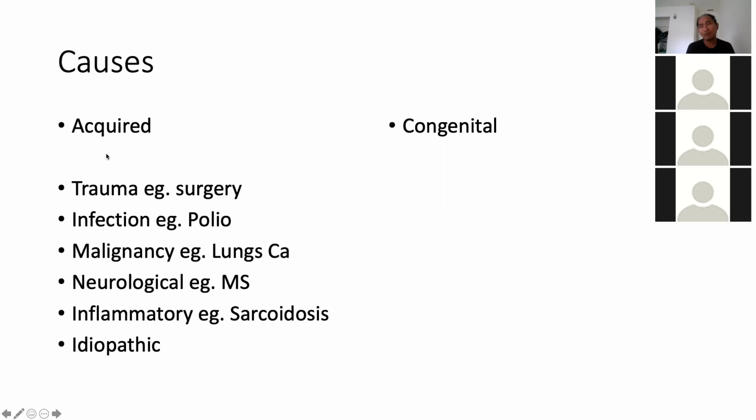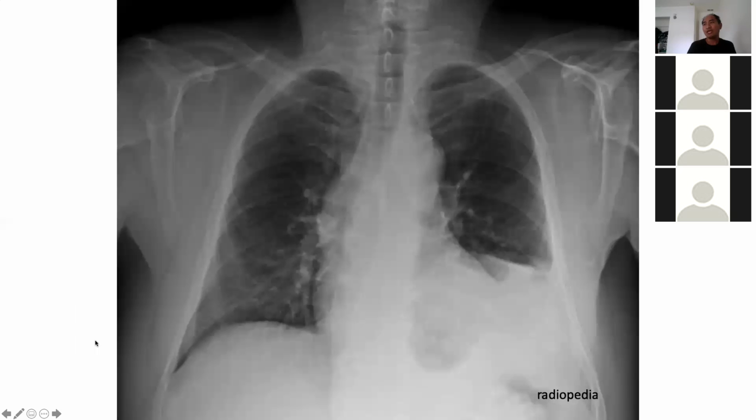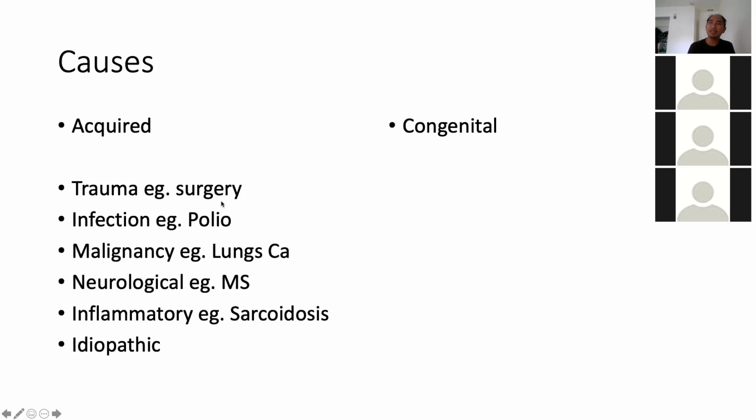So the acquired problem could be trauma, infection, cancer or malignancy, or any neurological, any inflammatory, or any idiopathic. Idiopathic means we don't know why this happened. So yes, we were talking about the raised hemidiaphragm, and we start to think congenital and acquired. Of course, it could be congenital. You can ask, were they born with that?